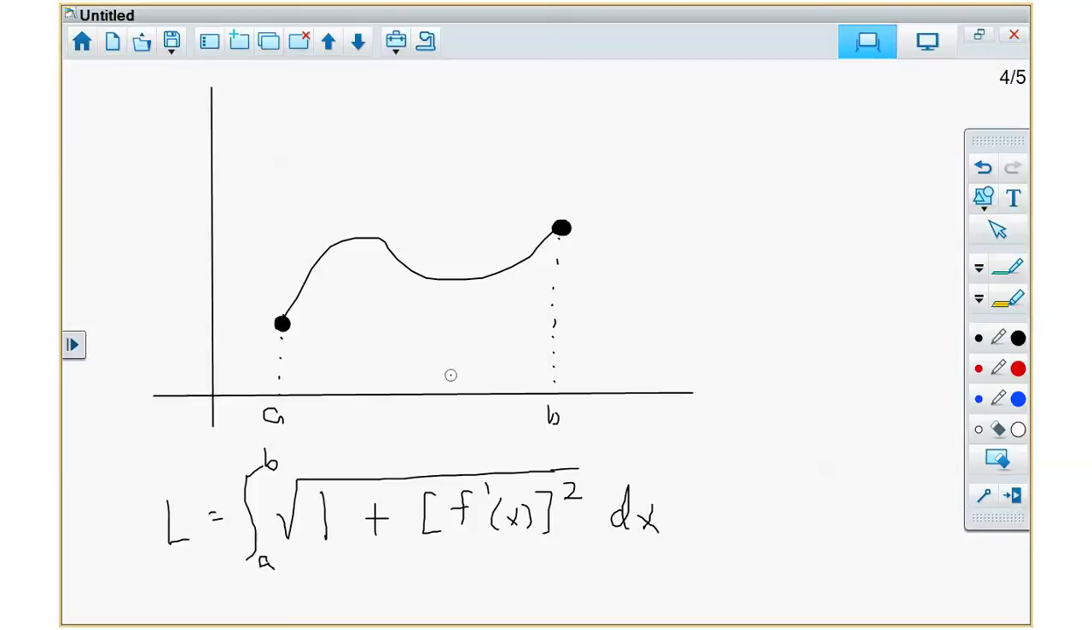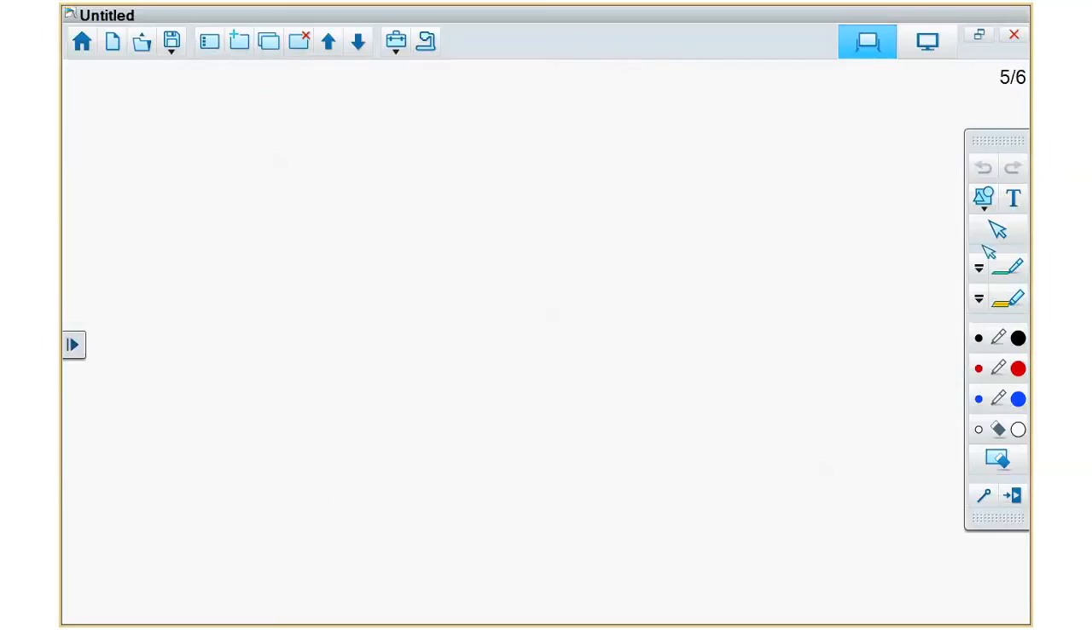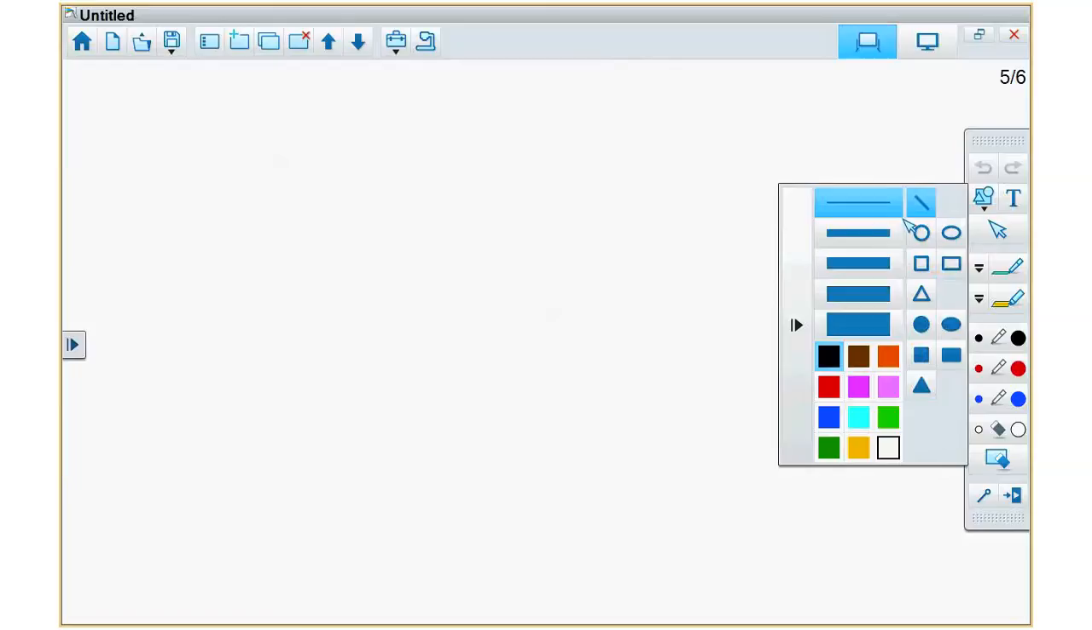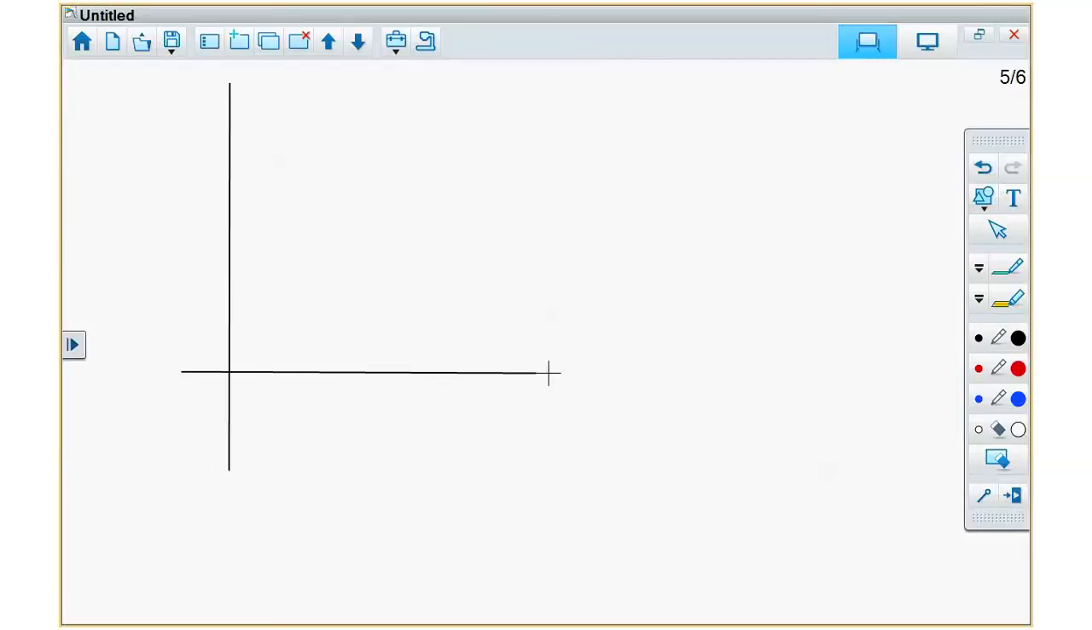Okay? So let's do one. I think your book has 1x to the 3/2 power. So let's do that. Let's start off with something simple so I can really mess you up by the end of class. I think it looks something like that. Well, it doesn't look like that. Sorry. Something like this. I don't know what it looks like.